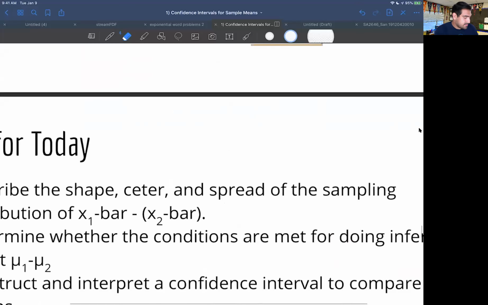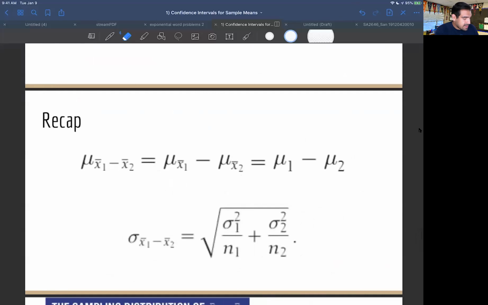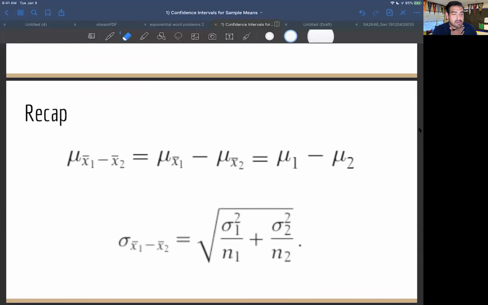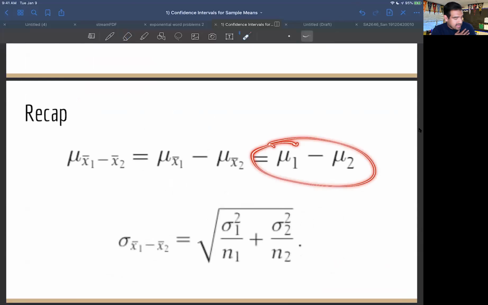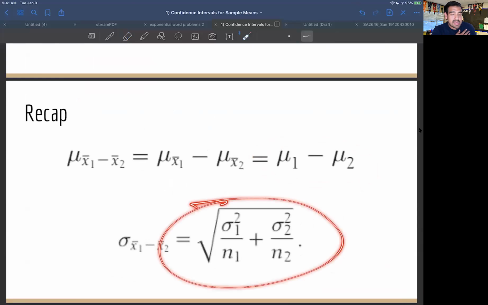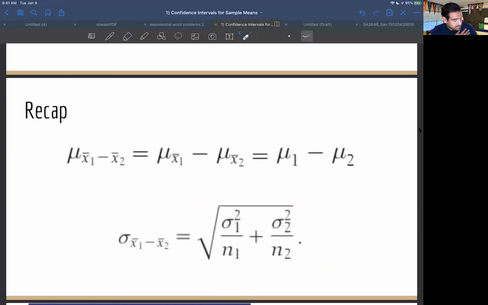So just to recap from chapter 5, these are the parameters for a sampling distribution and the difference of sample means. Remember, the center is the true population difference, and the standard deviation is the formula as follows. This is from chapter 5.